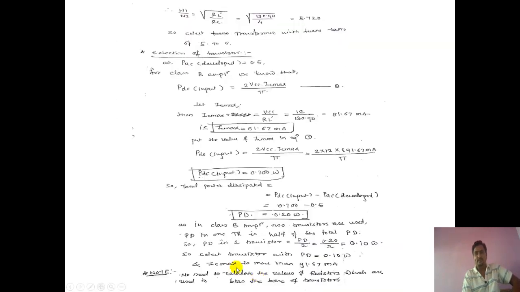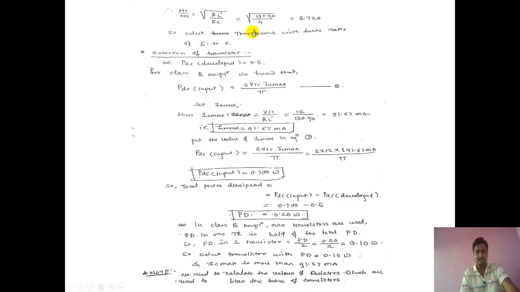So now I know RL dash, I know RL, that is primary impedance, secondary impedance, everything is known. From that I can select the transformer, because I know that RL dash is equal to N1 divided by N2 square multiplied by RL. It means small n square, turns ratio square, multiplied by RL. Now RL is known, RL dash is known, I can calculate N. So N is 5.7. So let me clearly write: select a transformer with turns ratio 5 to 6. That's how I need to select a transformer.